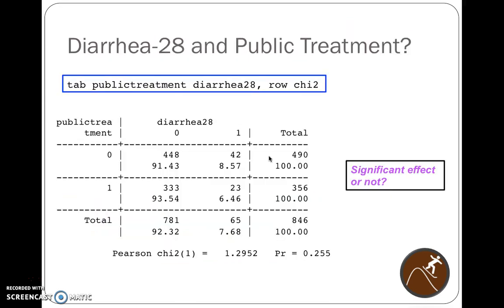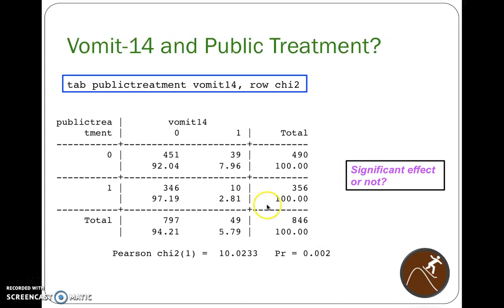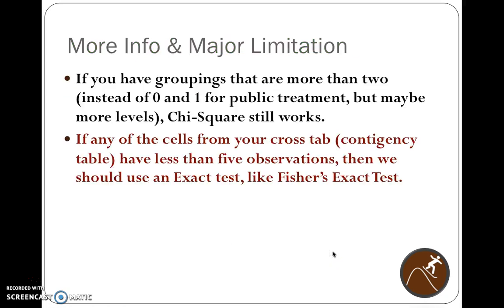You can do this for diarrhea in the last 28 days. The p-value is 0.255. Is there a significant effect or not? And you should say no statistically significant difference for diarrhea. You can do it for vomiting in the last 14 days instead of 28 days. Again, is there a significant effect or not? The p-value of 0.002 suggests that yes, in fact, there is. This 8% is significantly higher than that 3% because p of 0.002 is less than 0.05.